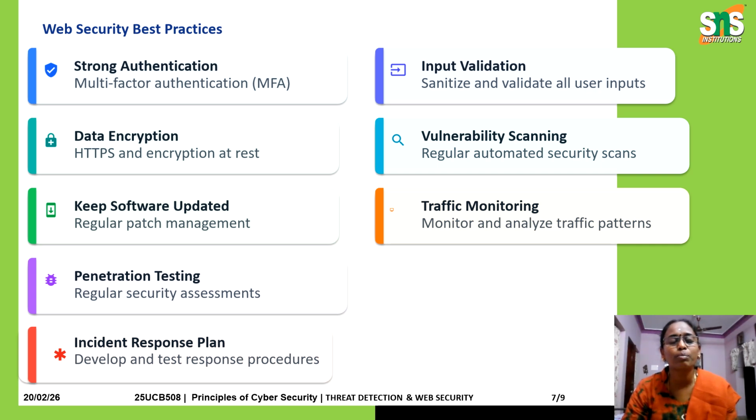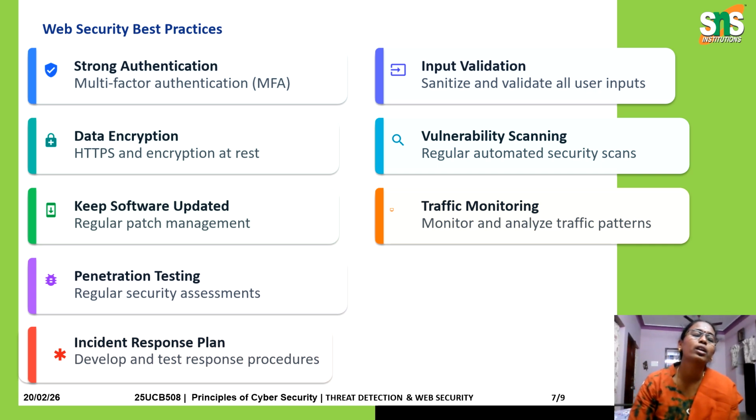Data encryption is a must for encrypting the data. When you transfer data from one place to another, the original data is not transferred; it is in the form of encryption. The encryption methods have to be kept updated. Then penetration testing: regular security assessment has to be done to monitor whether the original data is available or whether malpractice was done with the data, whether stored or being transferred. The incident response plan is to develop and test response procedures that can give a pop-up message stating that some threat or attack has happened.